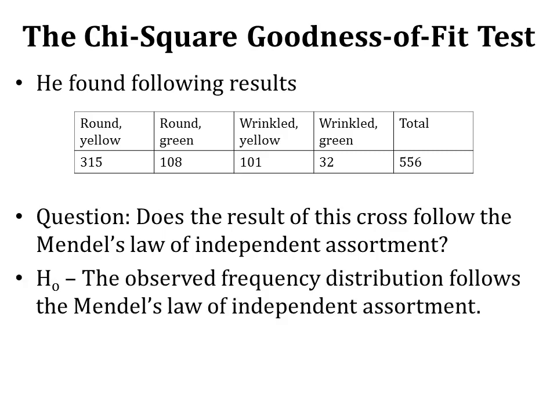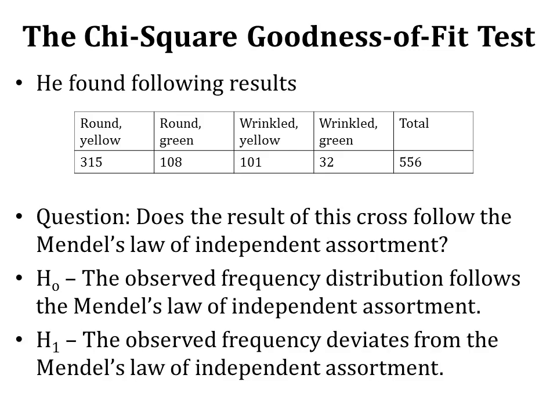The next step is to state the null and alternate hypotheses. Our null hypothesis is that the observed frequency distribution follows Mendel's law of independent assortment. And our alternate hypothesis is that the observed frequency deviates from Mendel's law of independent assortment. So these are our hypotheses.